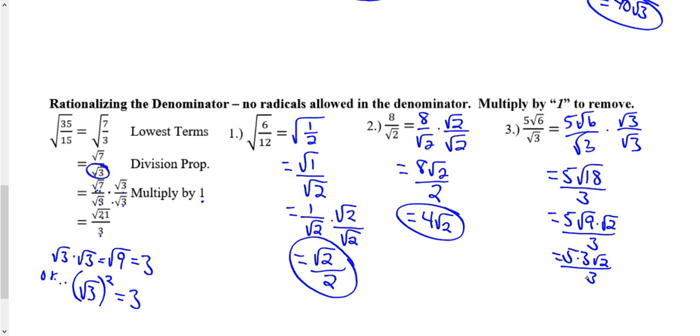Do I need to do 5 times 3 is 15? Or could something cancel right now? The 3's just cancel. Or you could make it 15 square roots of 2 over 3, and then 15 divided by 3 is 5. So this equals 5 square roots of 2.